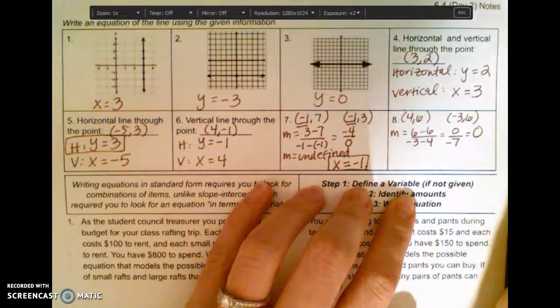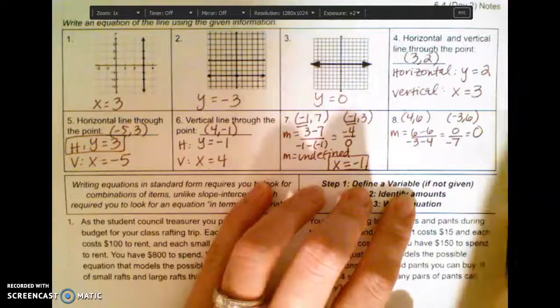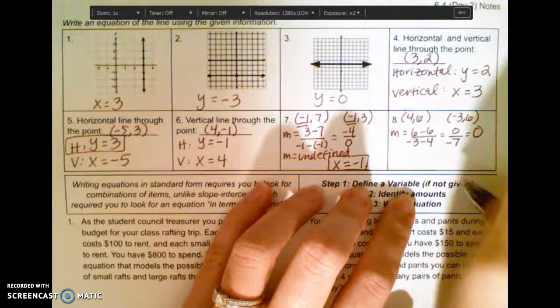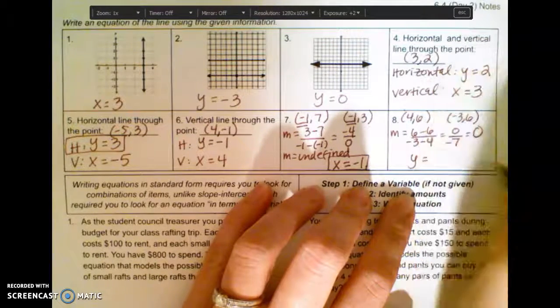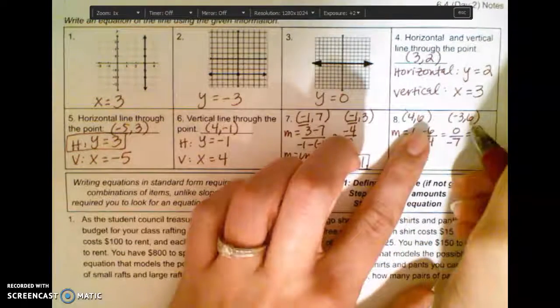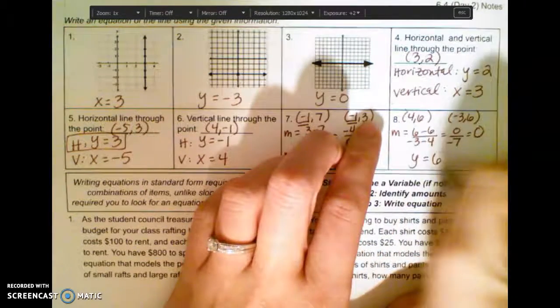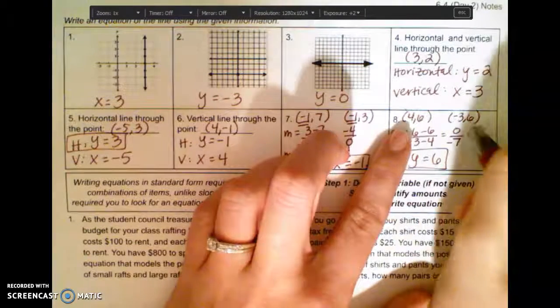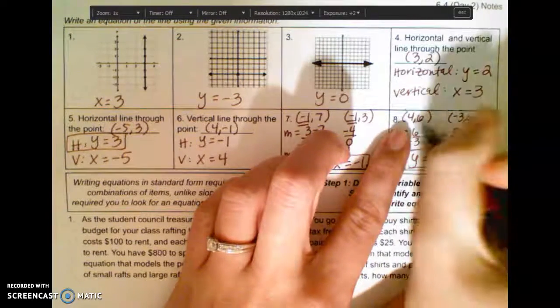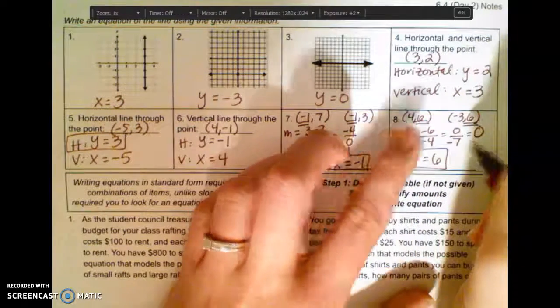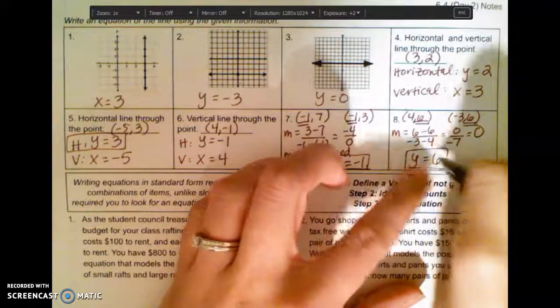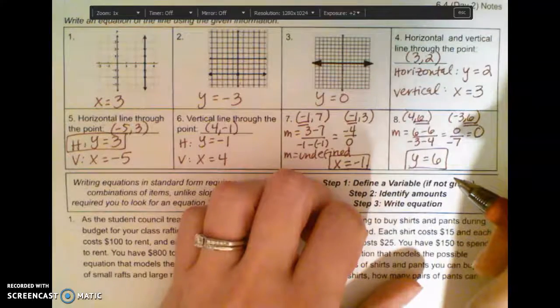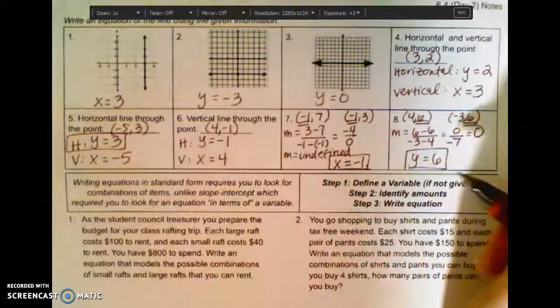Well, what kind of a line has a slope of 0? That's going to be a horizontal line. And what type of equation does a horizontal line have? y equals. Our y values in both of these points are 6, so it's y equals 6. Shortcut: if I look at my ordered pairs and there are repeating y values, then my equation is going to be y equals 6. So there's equations of some horizontal and vertical lines.